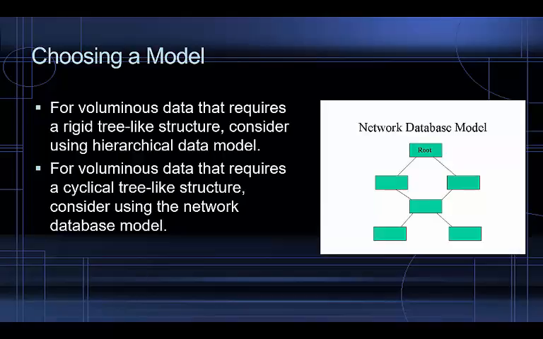Choosing a model. For voluminous data that requires a rigid tree-like structure, consider using the hierarchical data model. IBM has continued to refine and improve the hierarchical database it uses internally for IMS. Customers continue to use the product because it has evolved over the years to support a higher number of transactions at a faster rate. Large customers who needed this type of robustness before the relational database took flight have continued to rely on IMS for their operations and have little incentive in moving to a relational model.